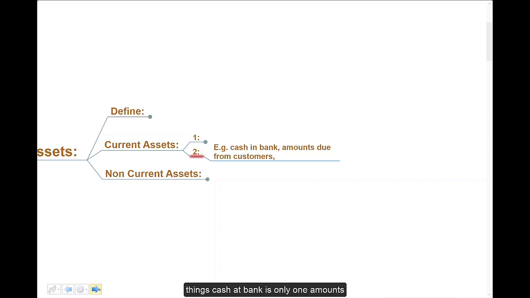Cash at bank is only one. Amounts due from customers, normally known as accounts receivable, is two. There are others, for example, stock. Stock is a current asset. And you'll know that each of those things would normally be expected to be used or consumed within the next 12 months. That's for sure.